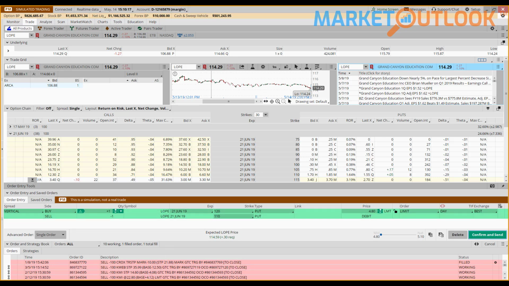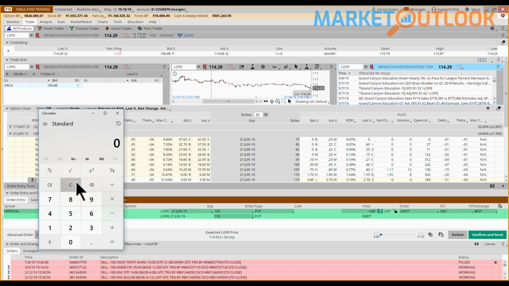However, one thing I will point out with this one is that if you get your calculator out here and you take 120, which is the strike on the bought put, and subtract out our debit of $4.80, our break even is at 115.20. Notice that the stock is already at 114.29. So we've got a bit of a head start there already, assuming these prices will hold.